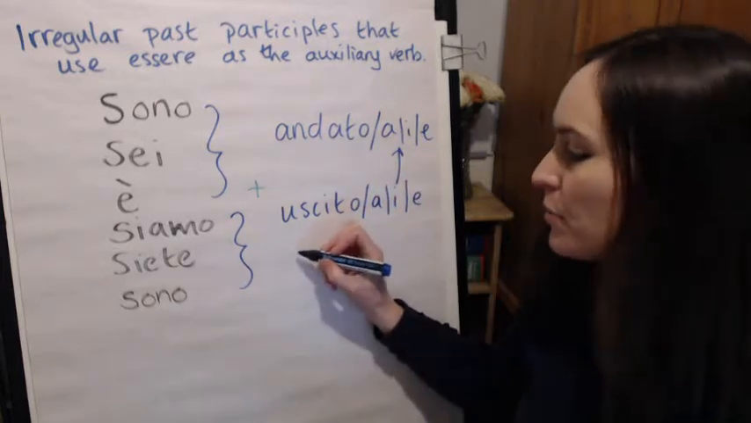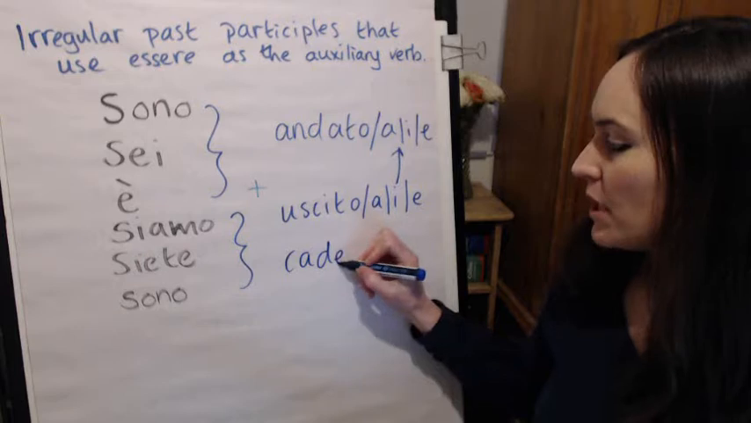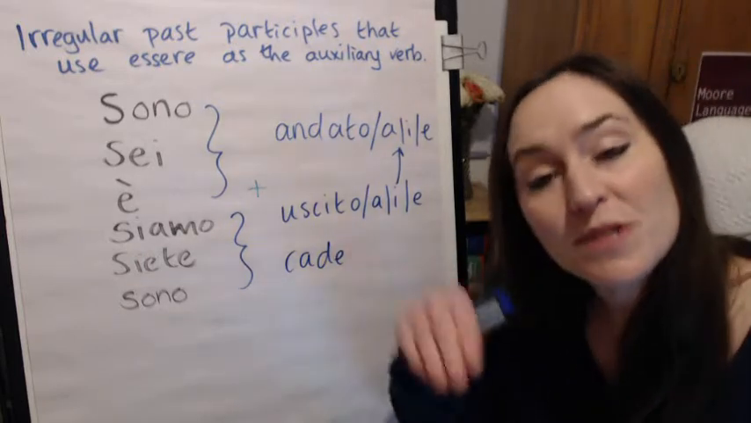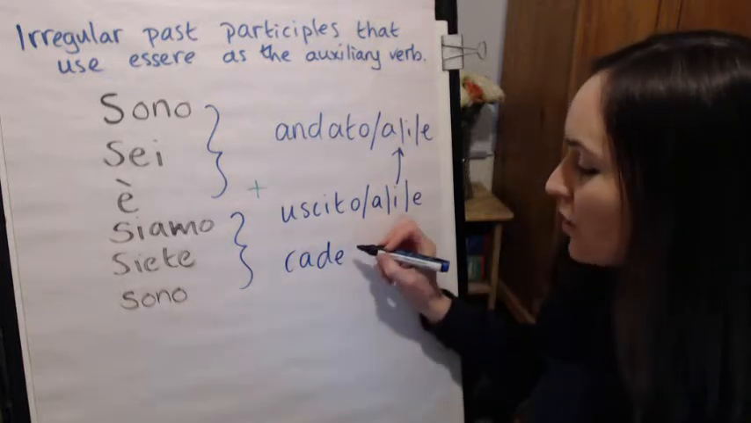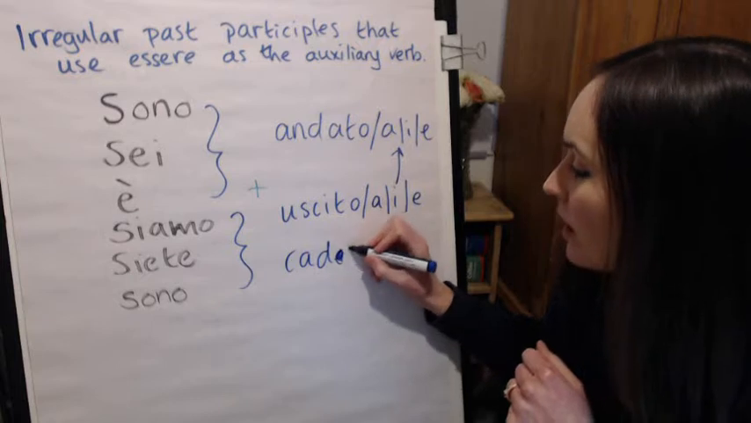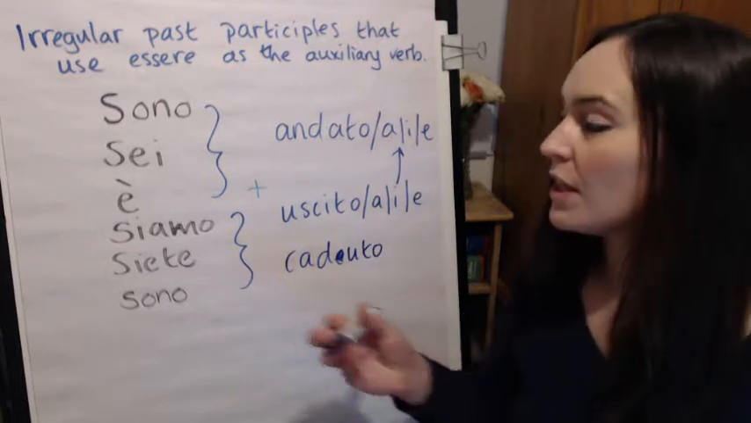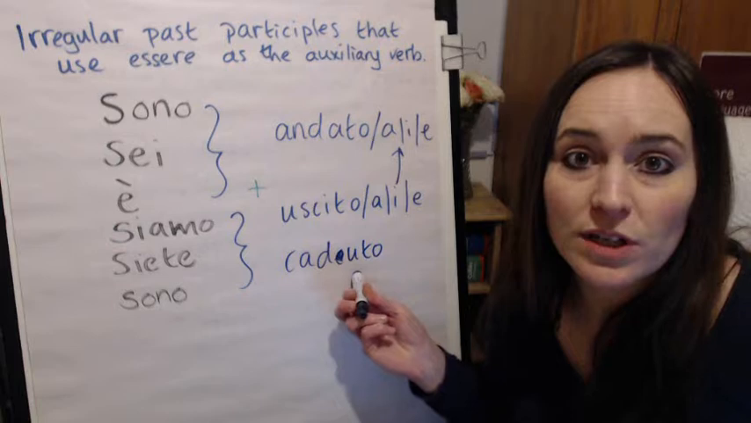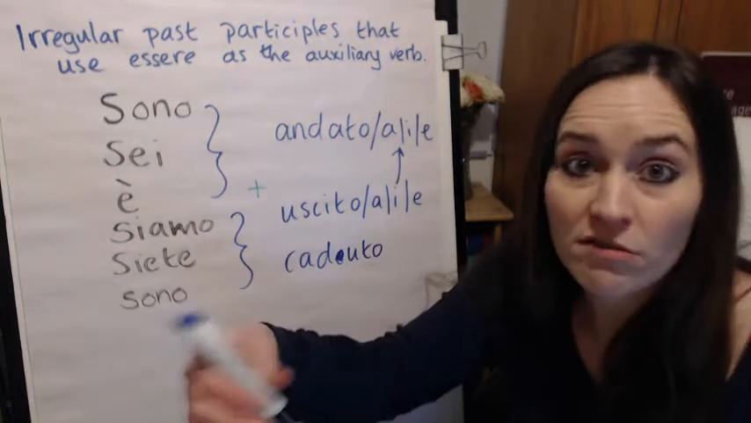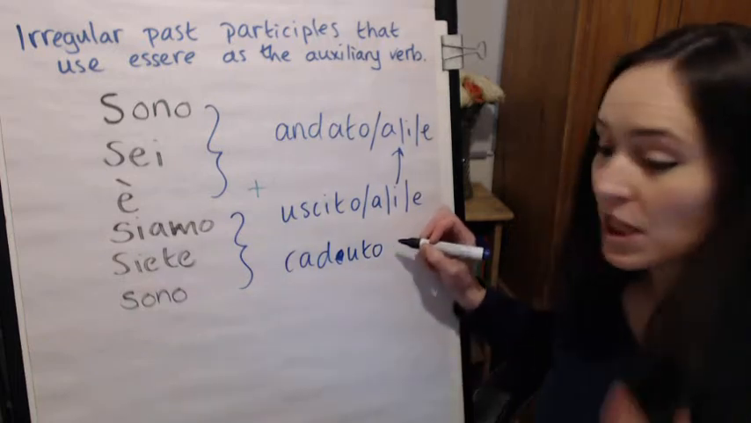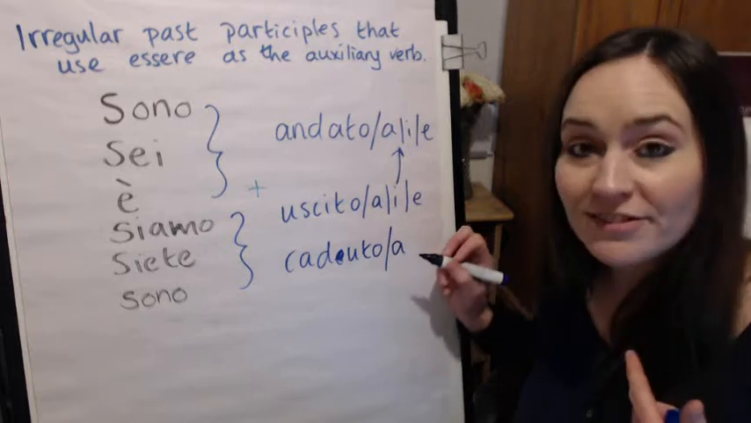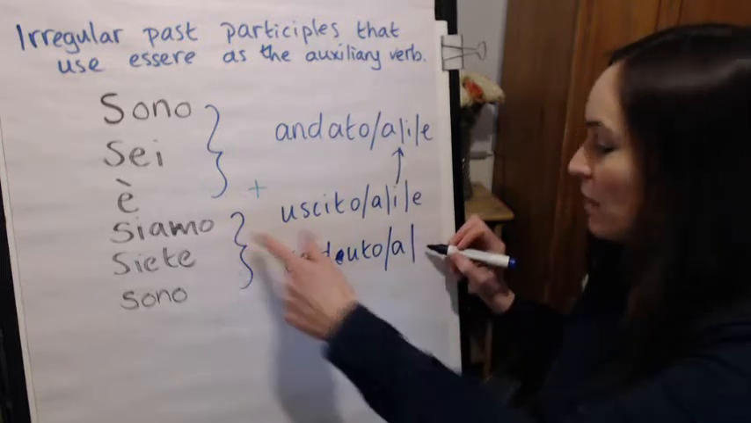An ERE verb. So these are regular endings, remember. ERE verbs. So this should be the verb cadere, which means to fall. So ERE verbs go to uto, caduto. Sono caduto is what a guy could say. If he fell, I fell. I have fallen, if you like. Io, invece, io direi sono caduta. Siamo caduti.